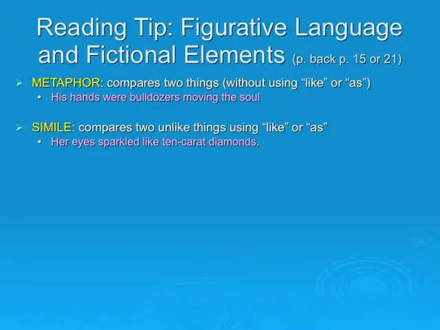Metaphor and simile are basically the same thing. That is when you compare two things that are not normally alike, but when you compare them, it makes sense. It has this great effect on the reader. The only difference is a metaphor compares two things directly. Look at the example: "His hands were bulldozers moving the soul." You're comparing his hands to bulldozers. A simile is when you use the word like or as: "Her eyes sparkled like 10-carat diamonds."